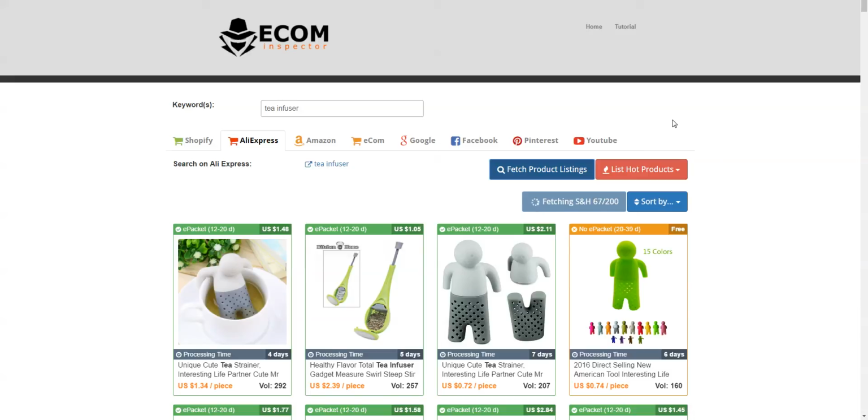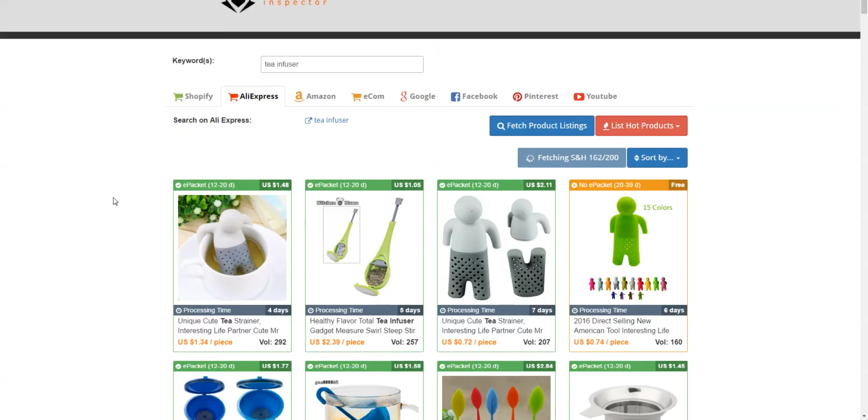And you can see these look very similar to the products that we saw over on that website if you went through that training. What it does is go and fetch the top 200 in the range, and it brings back everything from the processing time. This is important. This is the amount of time it could take the person after you place an order. It could take 4 days for them just to process your order. Then they're going to send an e-packet, which could take another 12 to 20 days. So I think it's important to look at that.